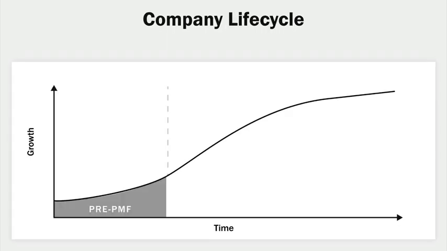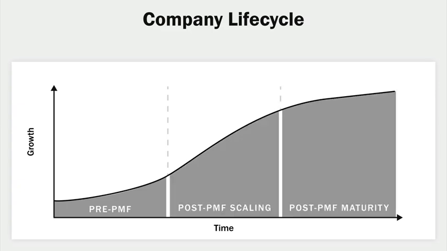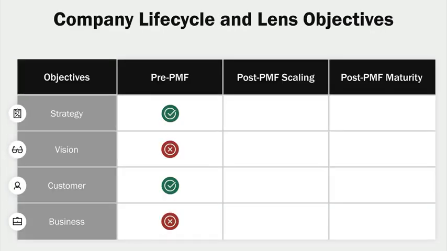At a high level, the life cycle of companies can be divided into 3 parts: pre-product market fit, post-PMF scaling, and post-PMF maturity. In the pre-PMF stage, you've launched a product but it hasn't gotten strong resonance in the market yet. At this stage, you focus primarily on customer and strategy objectives to guide the needed improvements to your product. You are generally building a lot less from your business and vision objectives, since optimizations are unlikely to help you attain product market fit, and at the same time, your long-term direction is still quite unclear.